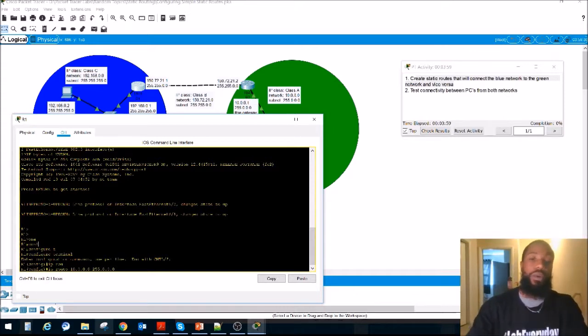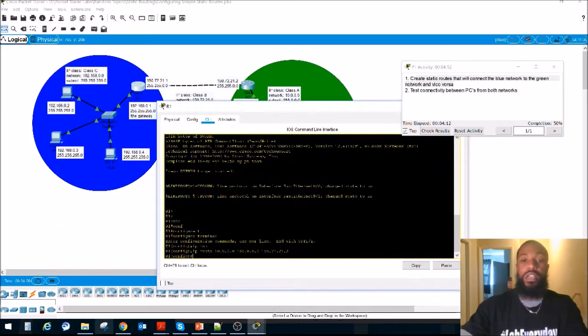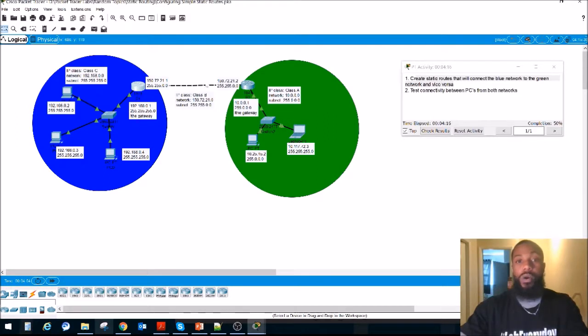For the 10.0.0.0 255.0.0.0 network, we have to take the next hop router's IP address, which is 150.72.21.2, right? Notice we're halfway done so far. So now we got a route. Before we even try, let me show y'all something. Okay, so we created a route going this way. Can one of these PCs ping one of these guys? Let's go ahead and take a look.